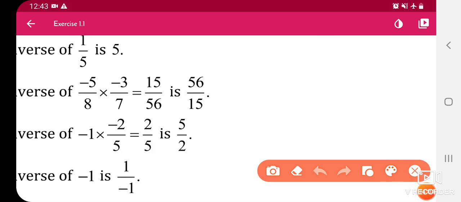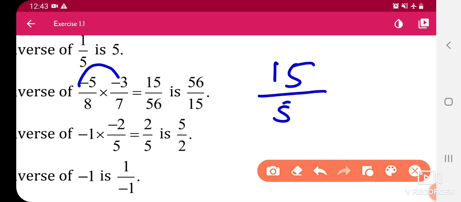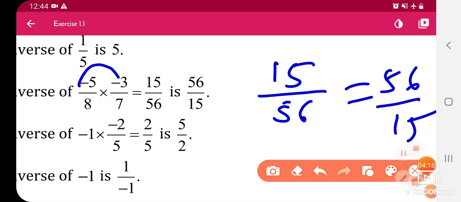So firstly, we have to multiply. Minus and minus is plus, and 5 into 3 is 15, 8 7s are 56. So the additive inverse of 15 upon 56 is 56 upon 15. This one is the answer.